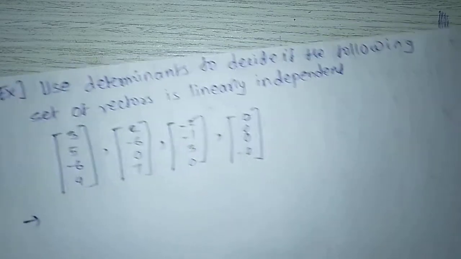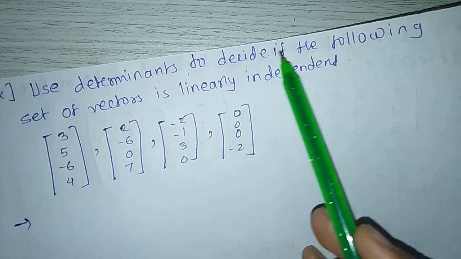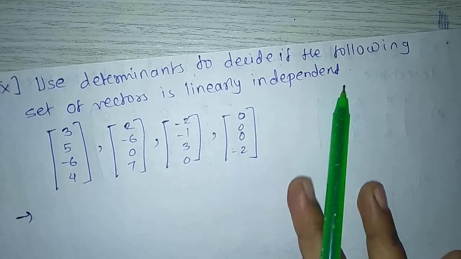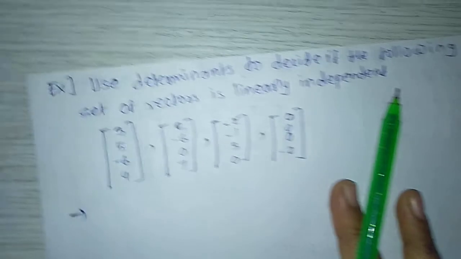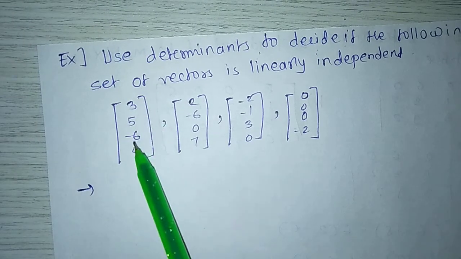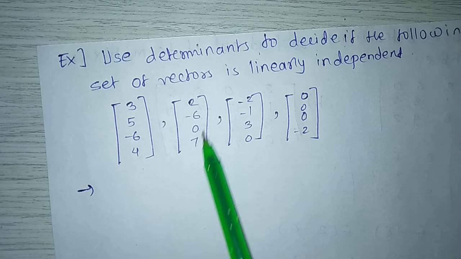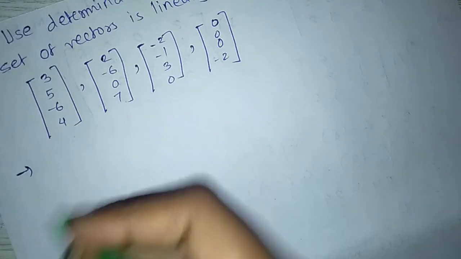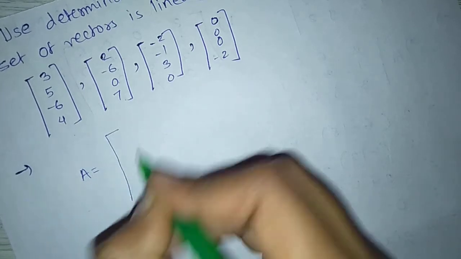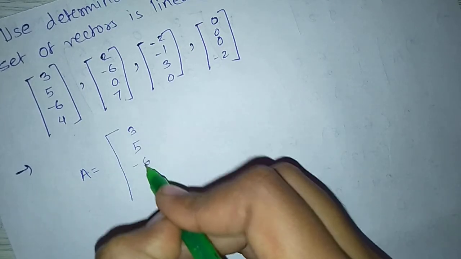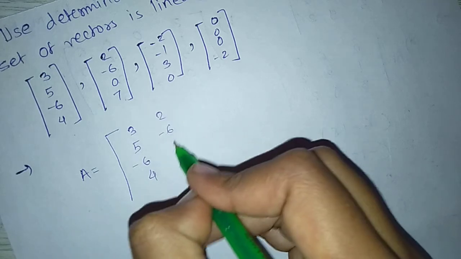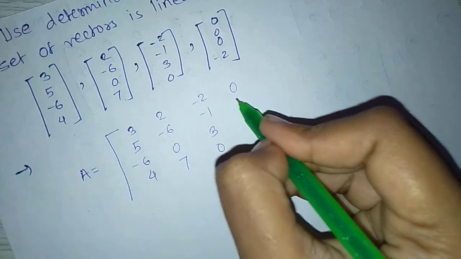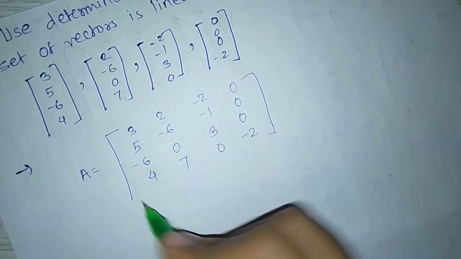Next example, use determinants to decide if the following set of vectors is linearly independent. First vector 3, 5, minus 6, 4, 2, minus 6, 0, 7, minus 2, minus 1, 3, 0, 0, 0, 0, minus 2. First write matrix A equal to first 3, 5, minus 6, 0, second 2, minus 6, 0, 7, next minus 2, minus 1, 3, 0, next 0, 0, 0, minus 2.